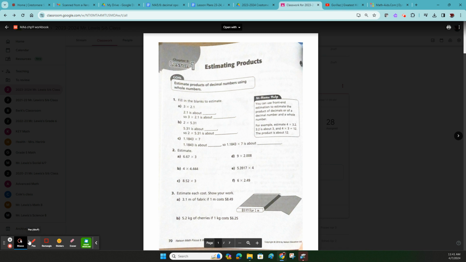So again, just round those factors to a nice whole number and multiply them. Easy. Have fun.